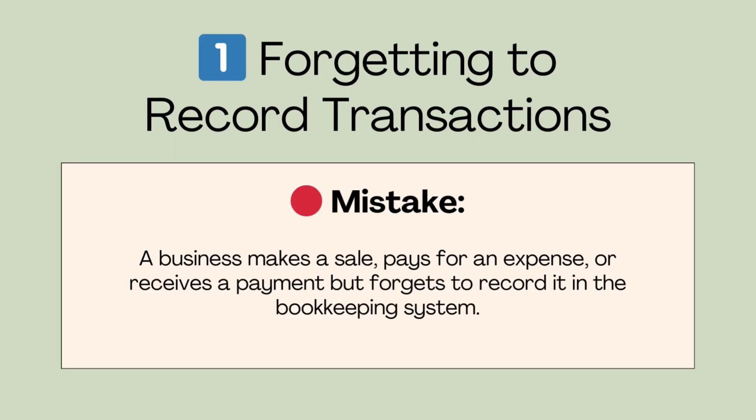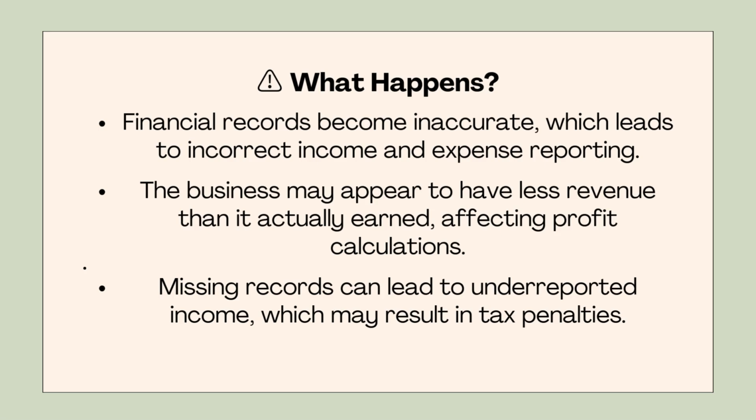1. Forgetting to record transactions. Mistake: a business makes a sale, pays for an expense, or receives a payment, but forgets to record it in the bookkeeping system. What happens? Financial records become inaccurate, which leads to incorrect income and expense reporting. The business may appear to have less revenue than it actually earned, affecting profit calculations. Missing records can lead to underreported income, which may result in tax penalties.